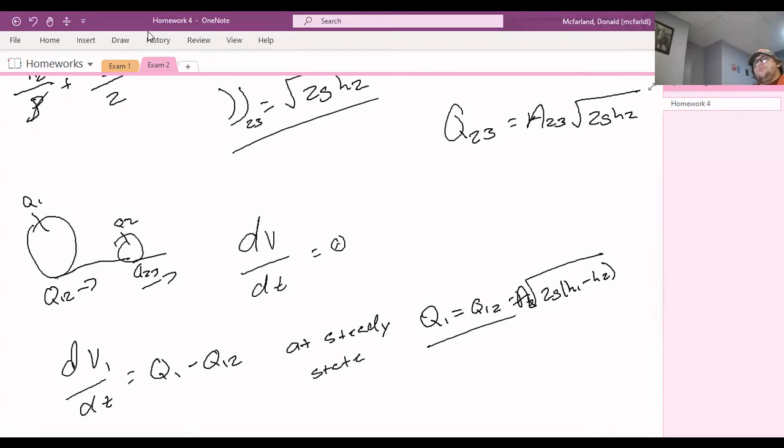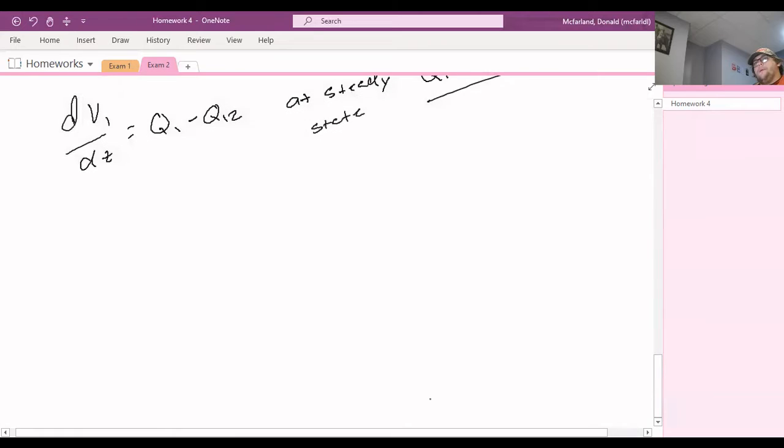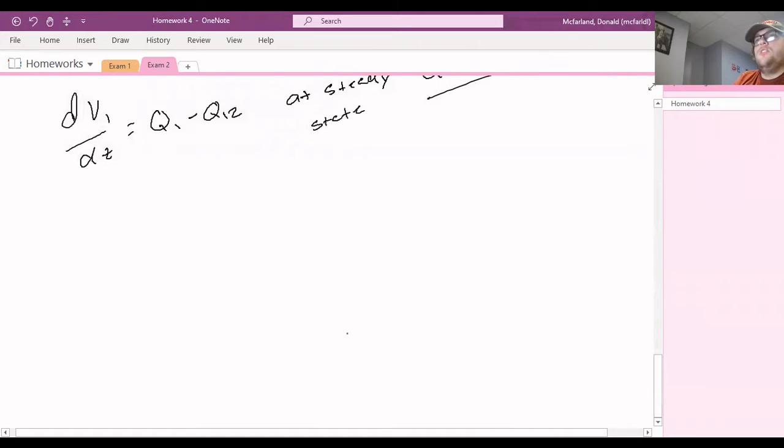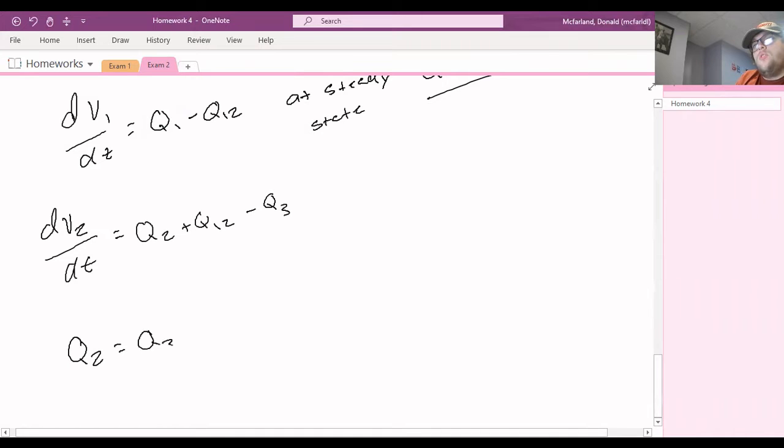And now to find Q2, we're going to do the same thing, but this time we are going to do the second tank. So dV2 dt is equal to Q2 plus Q12 minus Q3. So at steady state, Q2 must be equal to Q3 minus Q12. Keep in mind Q3 in this case is the same as Q23. I'm just doing Q3 because it's not going into a different tank. It's just going outside.